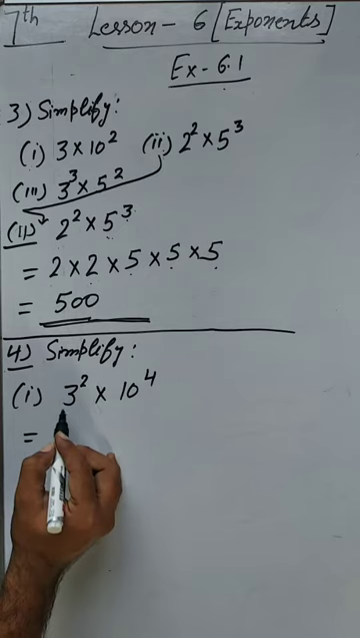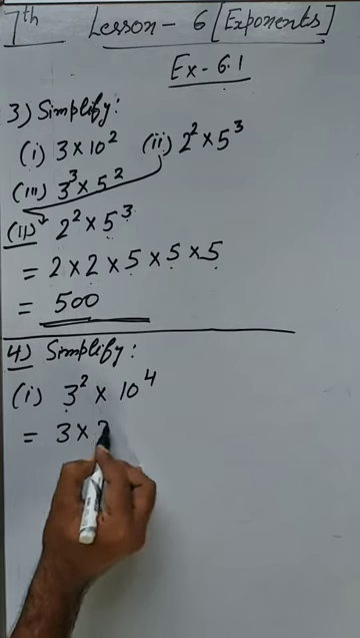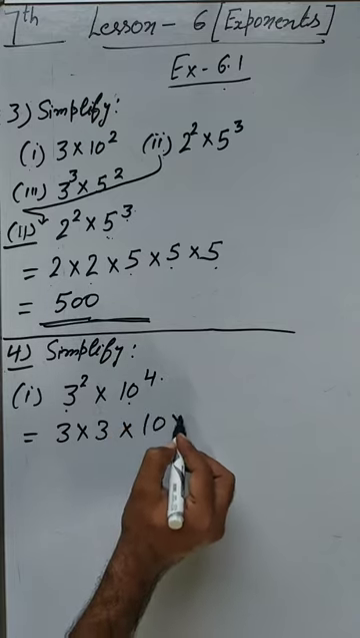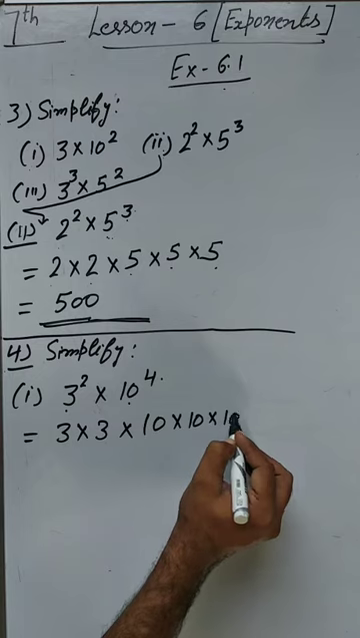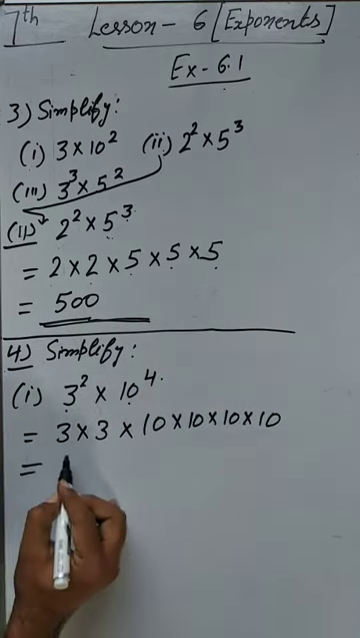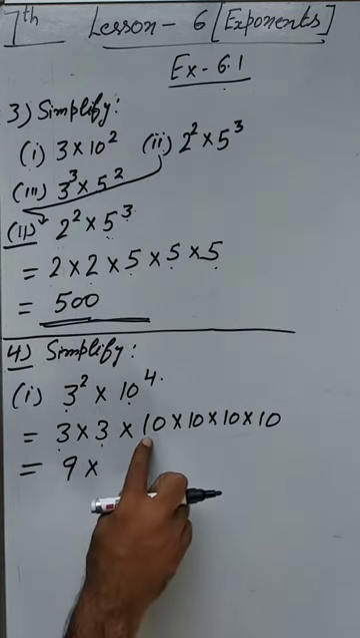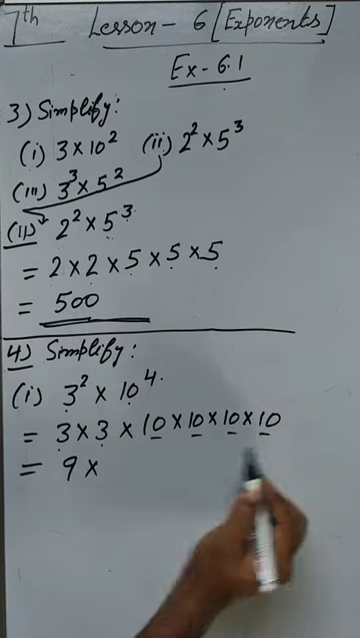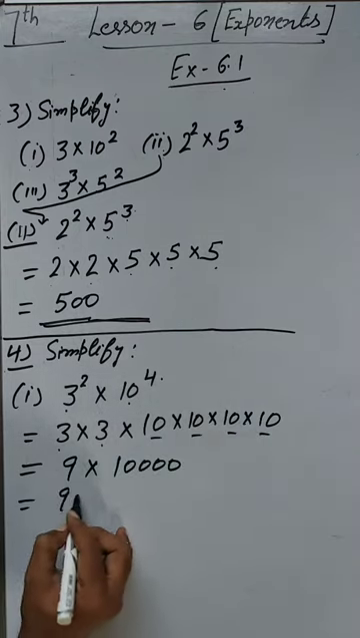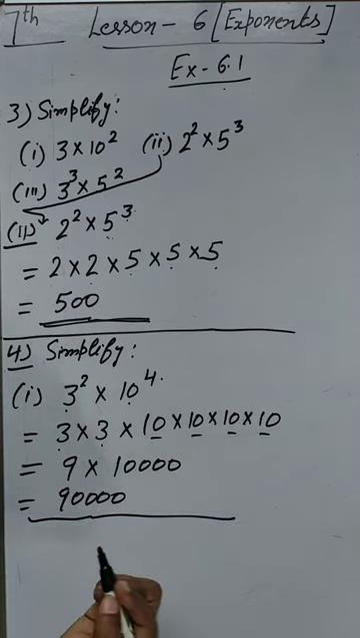First part is beta 3 raised to power 2, 10 raised to power 4. Very easy. 3 raised to power 2 means 3 multiply 3. Here 10 raised to power 4 means 10 multiply 10 multiply 10 multiply 10, means 10 multiply 4 times. Now beta, 3 into 3, 9. 10 multiply 4 times it will be 10,000, and 9 multiply 10,000 it is 90,000. This is your answer.